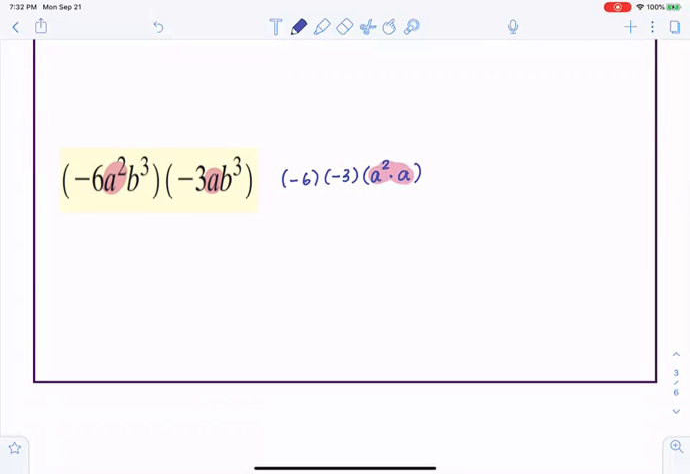I'm multiplying, so the order can be different. So b cubed, multiplied by another b cubed. So negative 6 times negative 3 is positive 18. The bases are identical for the a's, so we add the powers, 2 plus 1. The bases are identical for the b's, and 3 plus 3. We add the powers, so we would end up getting 18 a raised to 3 times b raised to 6.